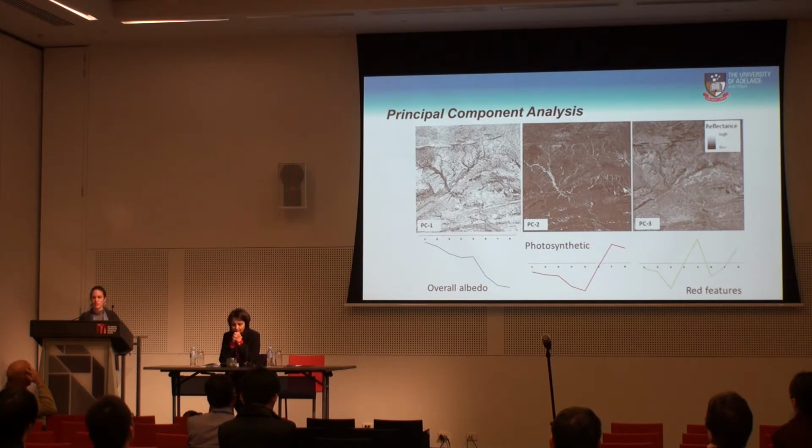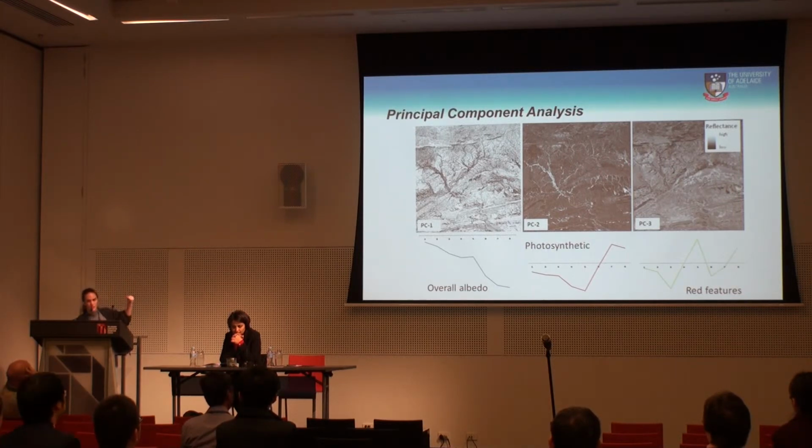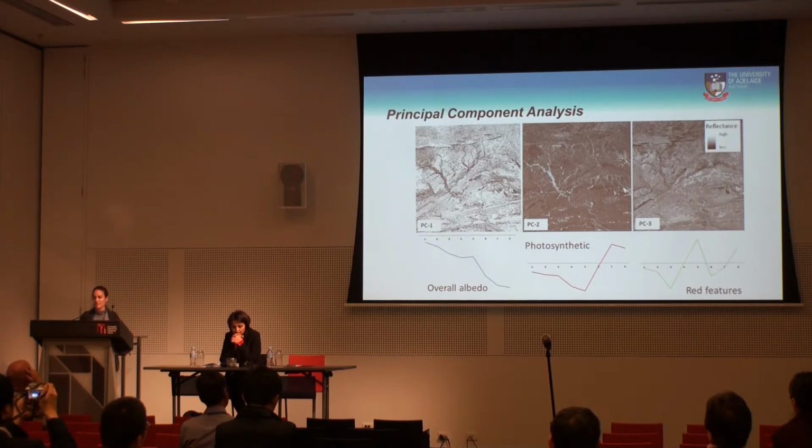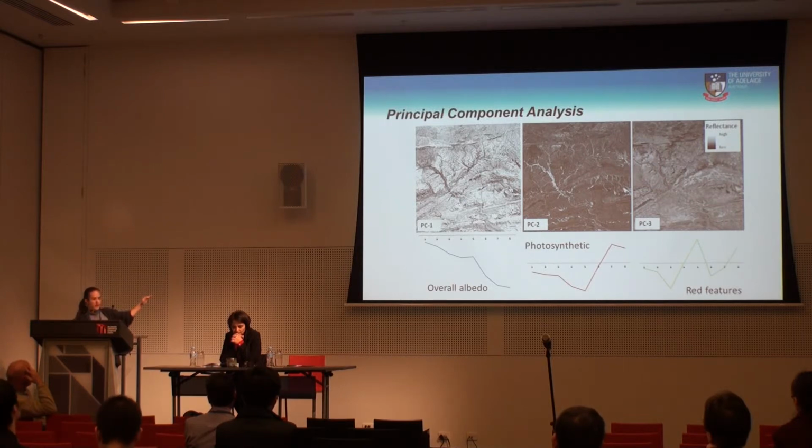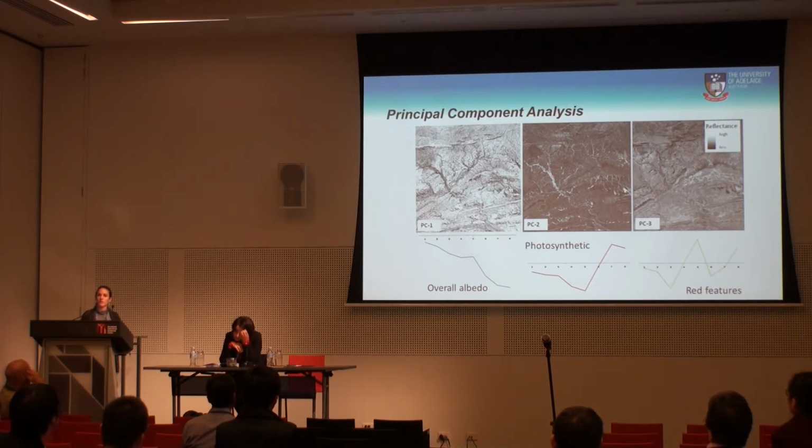PC2 is picking up the green, actively growing photosynthetic vegetation. And you can see all the bright values along the creek lines, buffel grass. And PC3 is picking up the red features, the soil. So the graphs below are the eigenvector values showing the contribution of bands to those principal components.